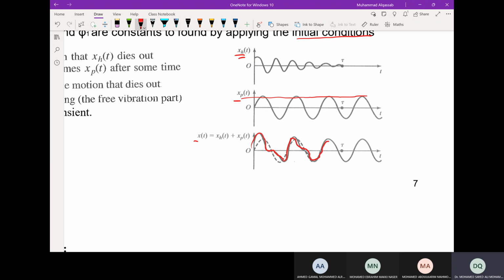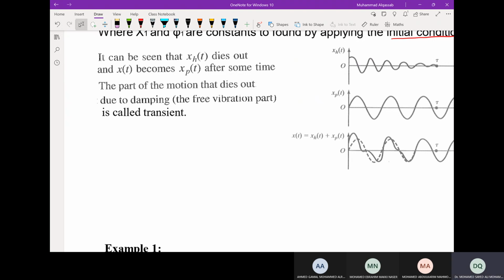And then it becomes a sine wave because the transient will be 0 after some time. This t or tau is any time. And this is why the particular solution is called the steady state, and the homogeneous solution is called a transient, which means it's dying out after some time. Okay, this is the note here.